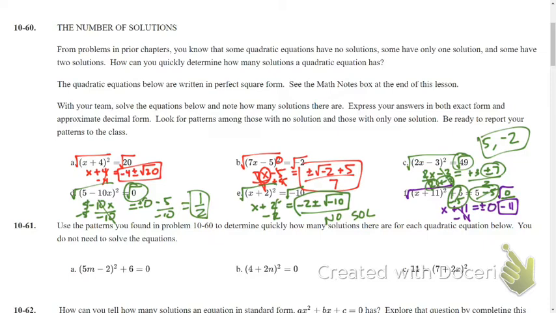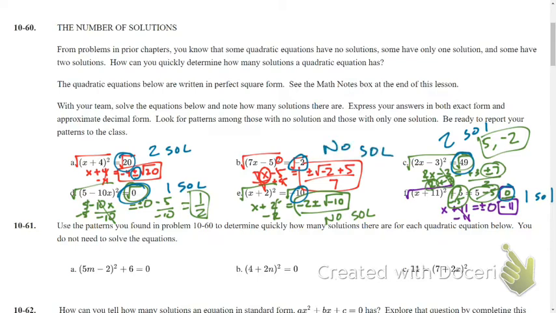Let me walk you through this. So when we have it equal to a positive number, I'm going to get two different answers. So two solutions, right? So look at everything that has a positive value on the right side. We've got two solutions. When it equals 0, every time it equals 0, I have one solution, right? Equals 0, one solution. And then every time it equals a negative number, I have no solutions.